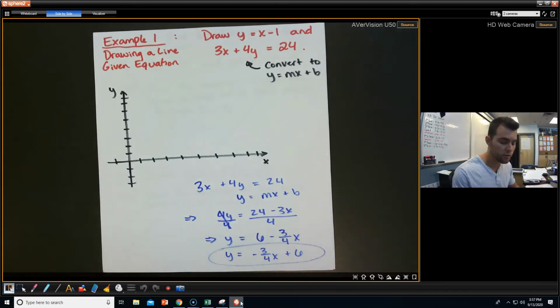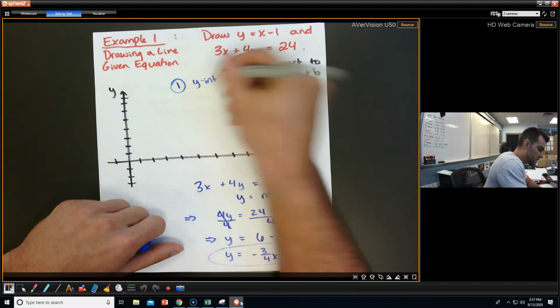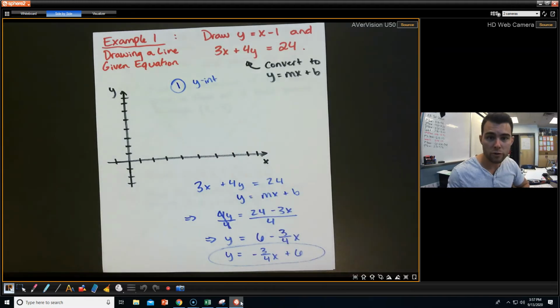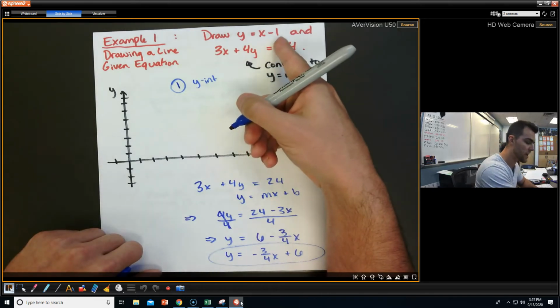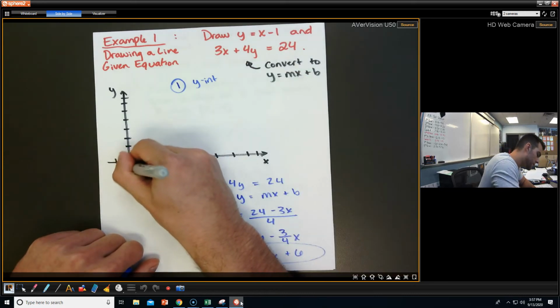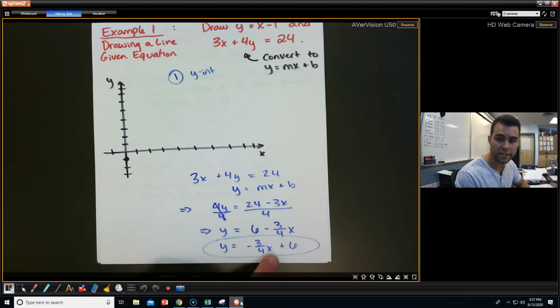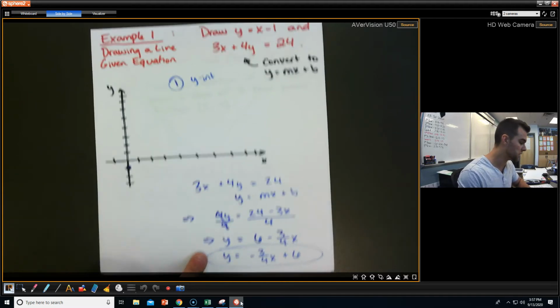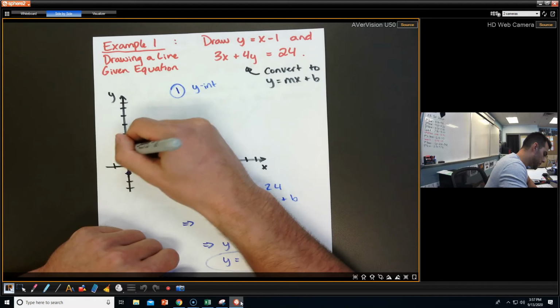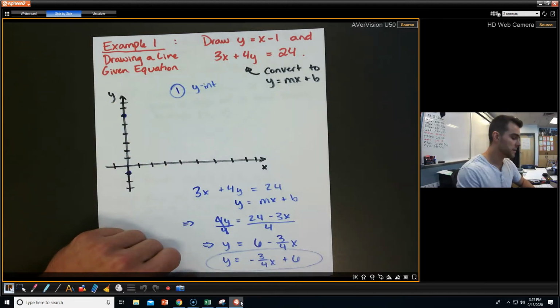Now, let's actually graph these bad boys. So there's really two things we need when graphing. Okay? First one is the y-intercept. Right off the bat, let's label these y-intercepts. So for my first graph, my y equals x minus 1, I know 0, negative 1 is going to be one of the points, because that's the y-intercept. Cool. And then for this guy, I know that 6 is going to be my y-intercept. 0, 6. Okay, 1, 2, 3, 4, 5, 6. Sweet. And we're already halfway done. So we have the y-intercept.